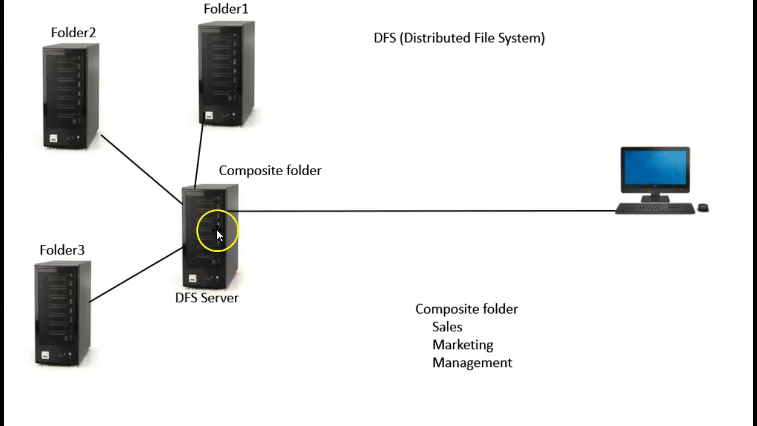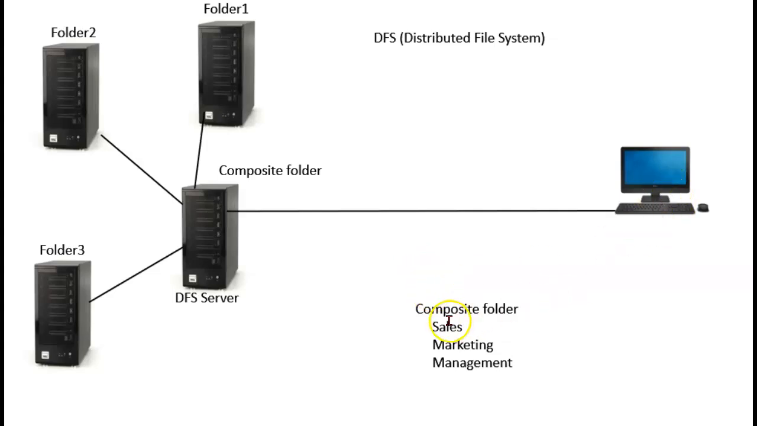So let's just have a DFS server here that makes a composite folder. We call this a namespace, by the way. We give it a name. We call it a namespace. And then within that namespace, we have several folders. Here I've got a sales folder that might grab a folder off of here and maybe another folder off of here. And I've got a marketing folder that might grab one from here, and so on. And then I present this to the user as a single namespace.